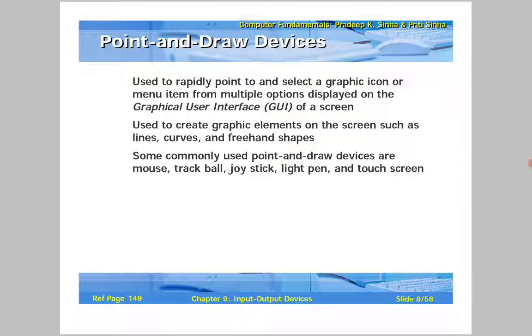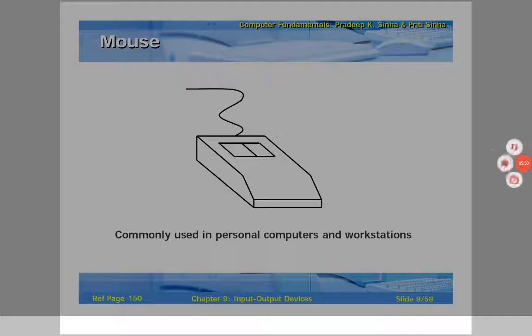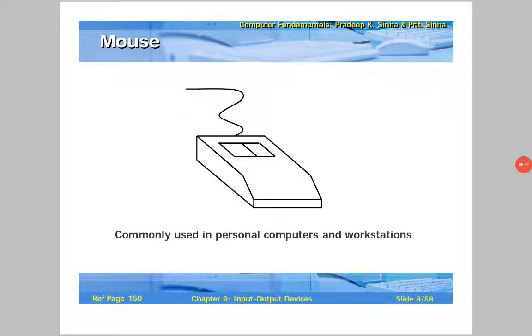Mouse is a popular pointing device, and trackball and joysticks are also pointing devices, generally used for playing games and video games on the computer and workstations. The most commonly used pointing device is the mouse.